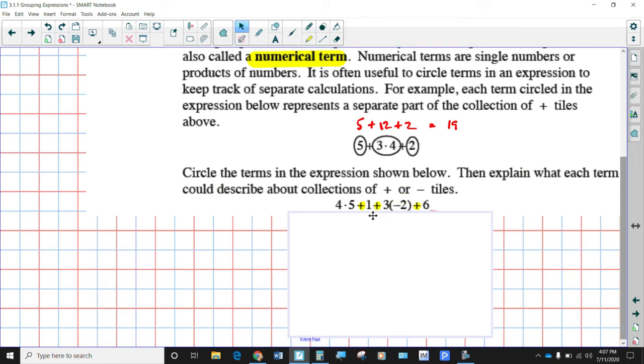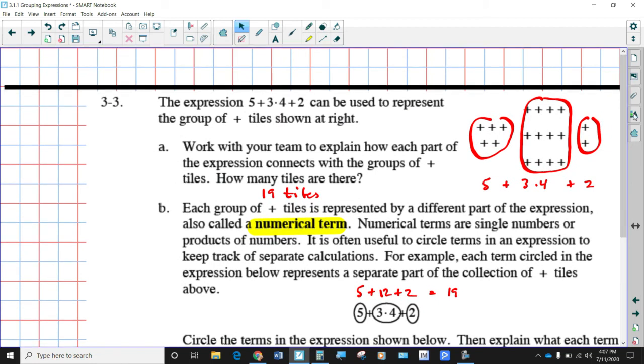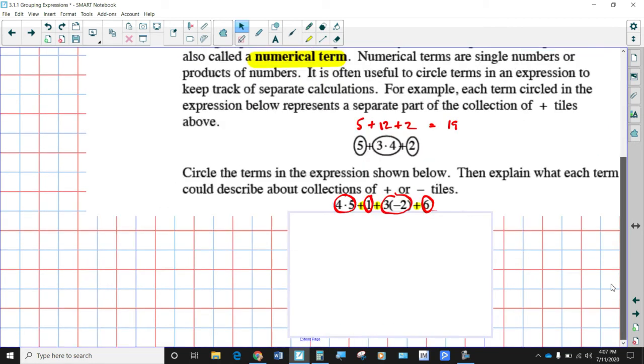So when we circle the terms, the 4 times the 5 is a single term, the 1 is a single term, the 3 times the -2 is a single term, and the 6 is a single term, okay? So why don't you go ahead and draw what you think is the right configuration of tiles, like we did up here, and see if yours matches mine. Go ahead and pause.